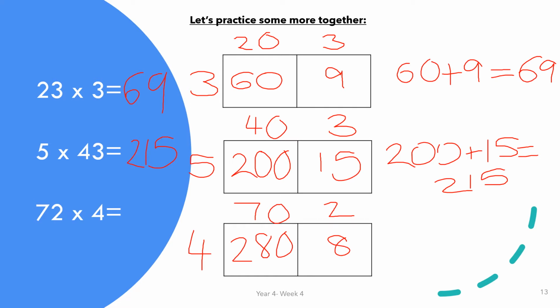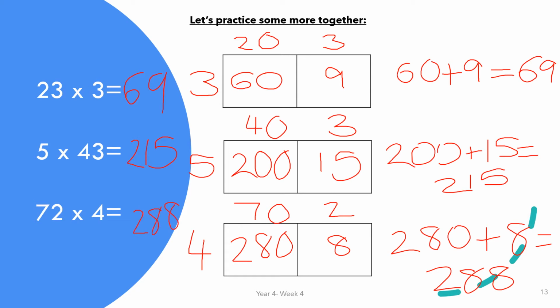Again, we've got two answers here. We need the total, so we find it: 280 plus 8 would equal 288. Then we know without using our formal algorithm that 72 times 4, using the area model, we've worked out is 288. Now remember, you can refer to this video as many times as possible, watch my demonstration, use my examples to do your own working out on the next few slides.